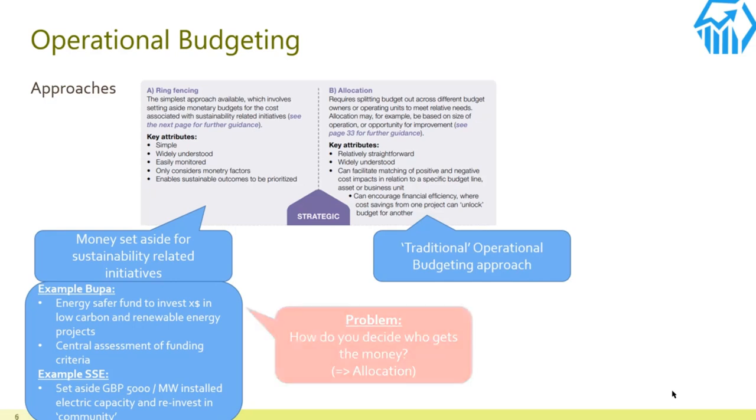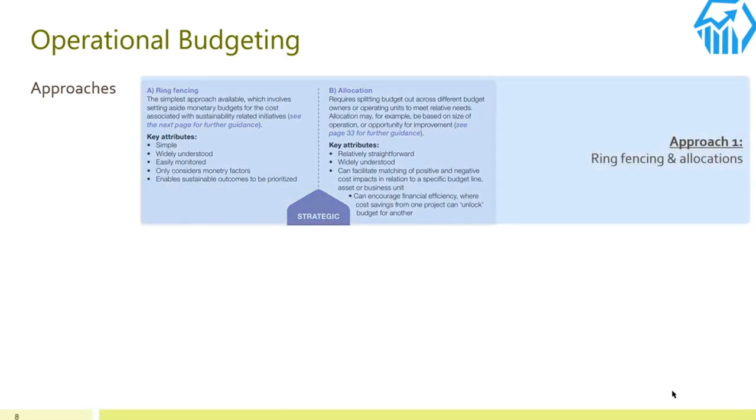But then, of course, the question is, you have these funds, but how do you allocate them to the different departments, divisions, whatever you have? When it comes to this problem, you quickly come to the point where you say, we need to allocate it somehow. And that's why I consider these two approaches together. So ring fencing and allocation, that's the first approach that I will cover.